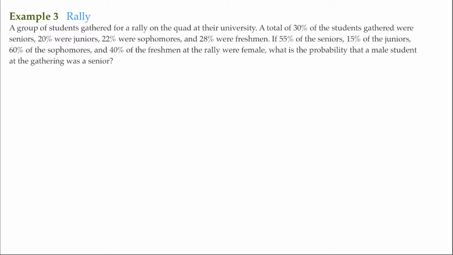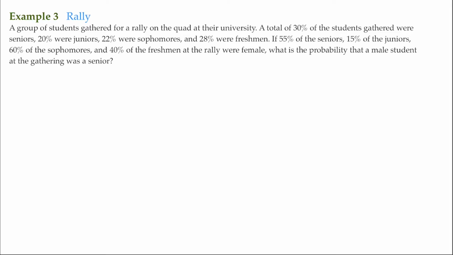For this example, we are now going to expound a little more and formalize Bayes' theorem. So this example states, a group of students gathered for a rally on the quad at their university. A total of 30% of the students gathered were seniors, 20% were juniors, 22% were sophomores, and 28% were freshmen. If 55% of the seniors, 15% of the juniors, 60% of the sophomores, and 40% of the freshmen at the rally were female, what is the probability that a male student at the gathering was a senior?